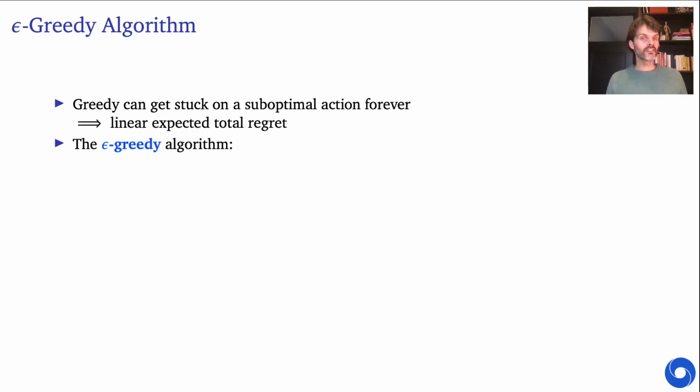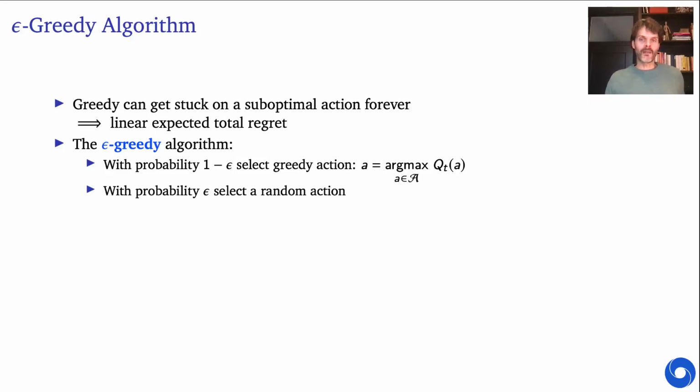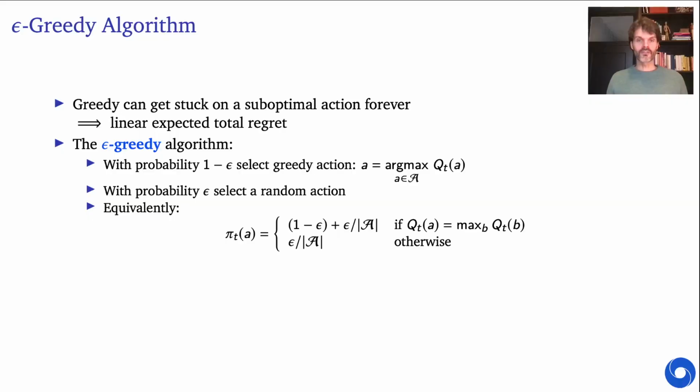So an alternative is to add some noise that keeps on exploring, and this is what epsilon greedy does, and this is a very popular algorithm actually. The way this works is that with probability 1 minus epsilon, you select the greedy action, similar to greedy, but with probability epsilon, you select a random action, any action, including potentially the greedy one, but with just random probability. We can write this down equivalently as a closed form policy.